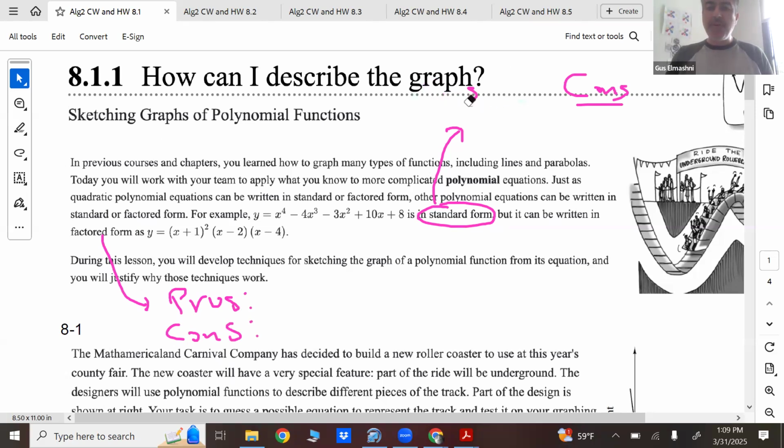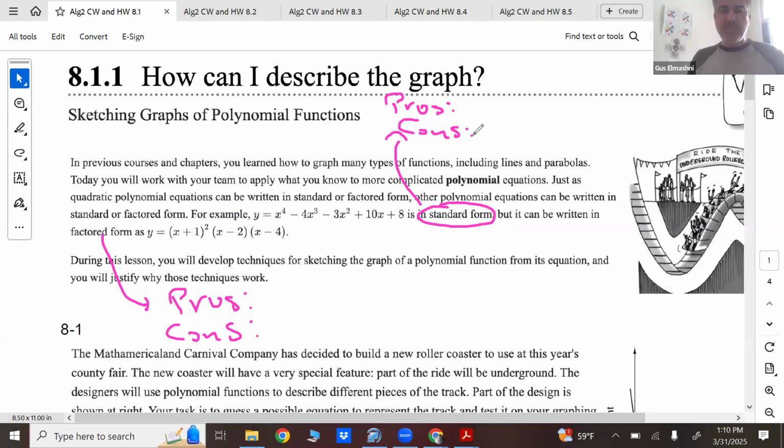Okay, thank you, Samar. So let's talk about pros and cons of both, because some forms are better than others. It just depends on what you're trying to do. And you guys just spitball, tell me what you think. So let's look at standard form. Standard form is when it's all drawn out like this: x to the 4th, 4x cubed, and so on, right? What do you think is the advantage of that? What can the standard form tell us?